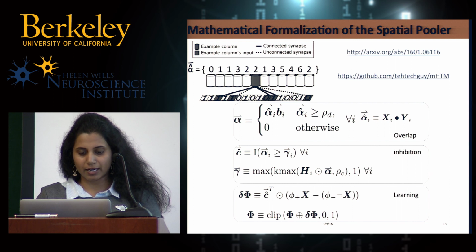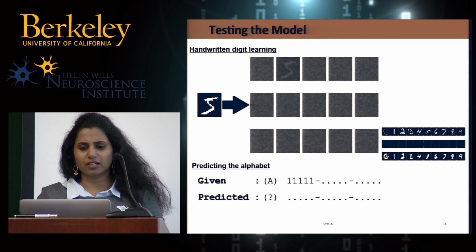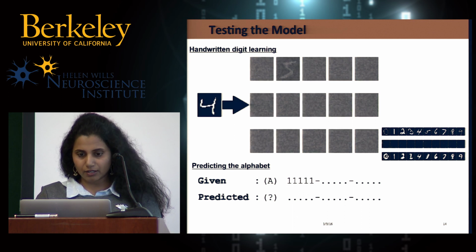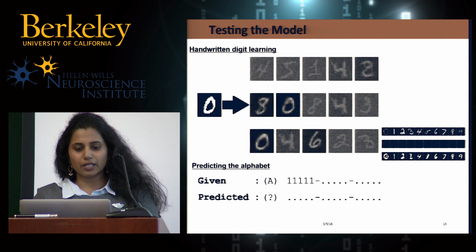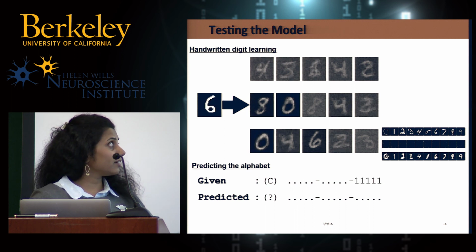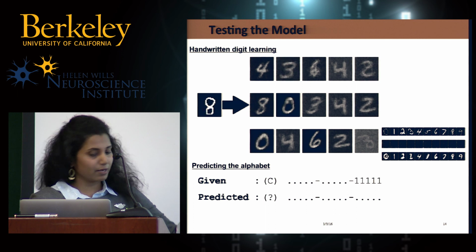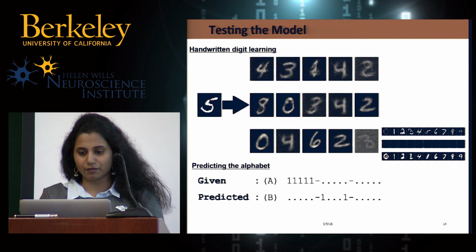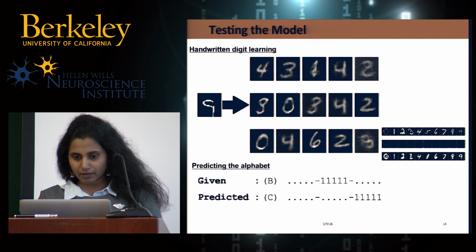I don't want to go through all the math for this, but I'll be happy to discuss this formalization with you offline. The initial tests were with very simple test cases like handwritten digit learning, whether it's able to recognize the digits accurately. And then we also did a simple analysis with predicting the alphabet. Given A, was it able to predict B? I mean, whether it's able to predict the sequence efficiently. So it was working pretty well in that context for both of those.